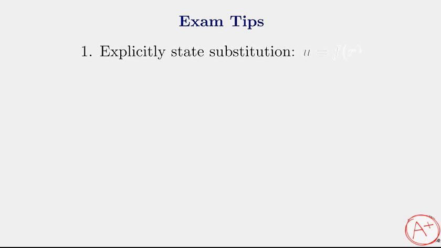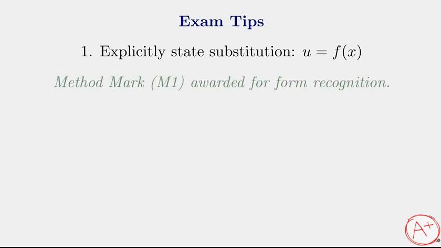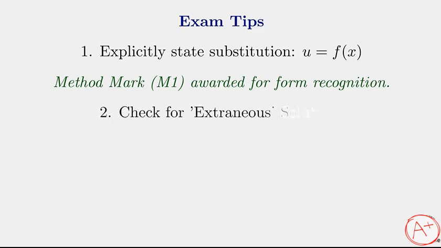To maximize your marks in the Pure Mathematics 1 paper, keep these examiner insights in mind. First, always explicitly state your substitution. Examiners award a method mark for clearly identifying that the equation is quadratic in form. Even if you make a calculation error later, this statement secures your first mark.